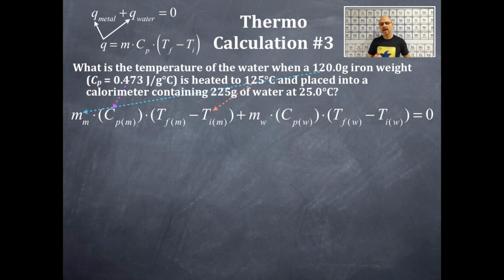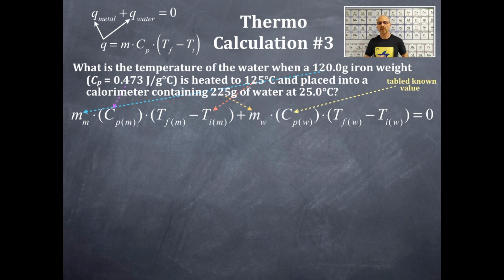Okay, we also have the initial temperature of the metal. That's at 125 degrees Celsius. That metal was heated up to 125, that's why that's the initial temperature. Then that metal is placed into a calorimeter containing water. That water's mass is 225 grams.